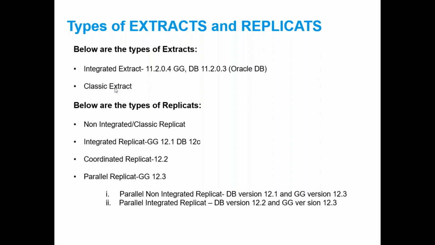Classic extract is available since the beginning of GoldenGate. Integrated extract is available from GoldenGate version 11.2.0.4, and for that the minimum database version should be 11.2.0.3. So if your database version and GoldenGate version are these, you can use integrated extract. Otherwise, you have to use classic extract.